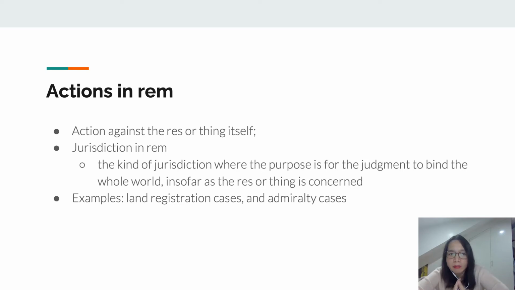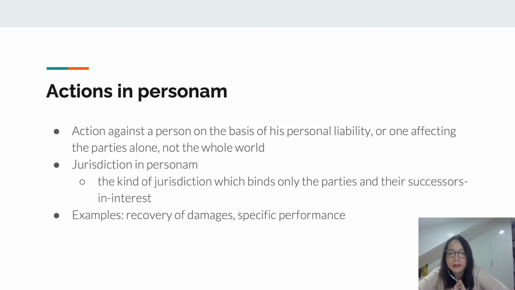So an example of this are actions in rem, which are actions against the res or thing itself. So the jurisdiction in these actions is called jurisdiction in rem, which is the kind of jurisdiction where the purpose is for the judgment to bind the whole world insofar as the res or thing is concerned. Examples are land registration cases and admiralty cases.